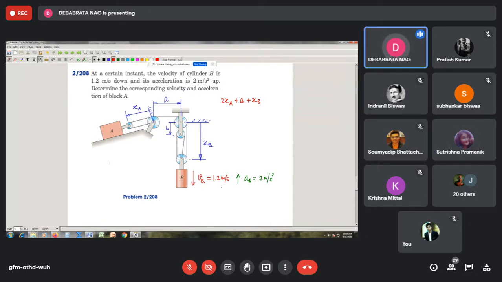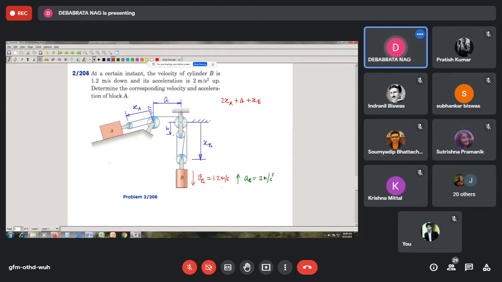Why is it 2 into XA? Because you see on this side there are two string segments here. One is this XA portion and another is this portion. So that is why it is 2XA. Understood? Okay, sir. That's it.